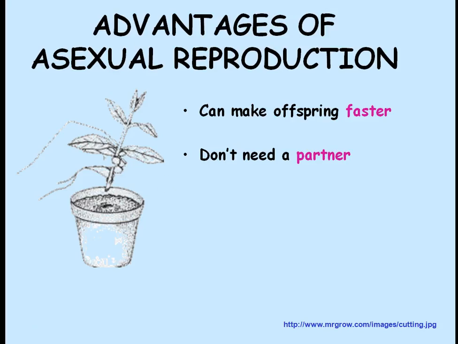So there are some advantages of asexual reproduction. First, you can make lots of offspring really fast. You don't need a partner. Compare that to how long it takes to make a human baby or an elephant baby, which is almost 2 years. So the advantages would be fast reproduction and not needing a partner.